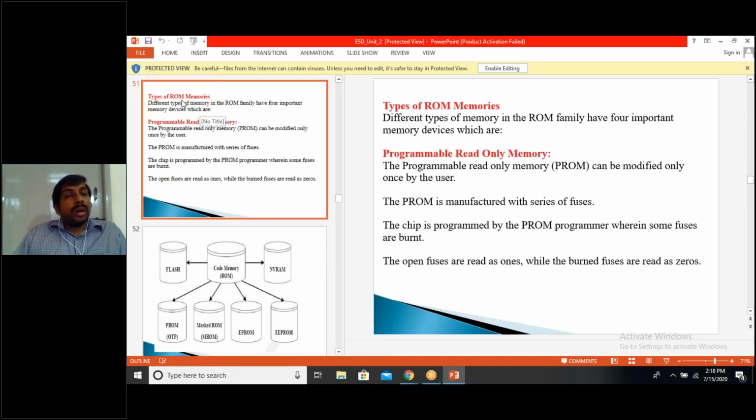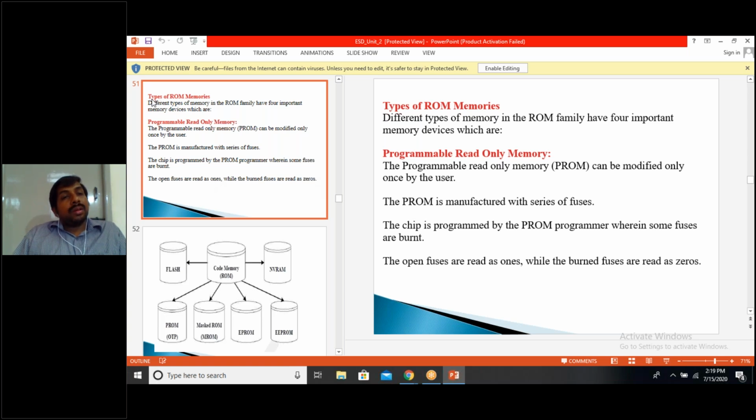So your ROM, read-only memory, is non-volatile. This has various types of classifications. First one is programmable ROM. Programmable ROM means one time you can modify, and that is done by the end user. PROM is designed with fuses by the manufacturer, and the chip is programmed by the PROM programmer, wherein some fuses are burnt. The on fuses are read as ones, while the burnt fuses are read as zeros.